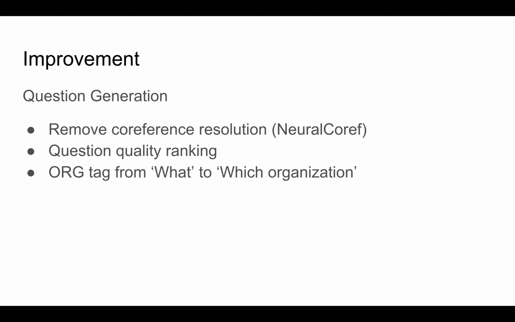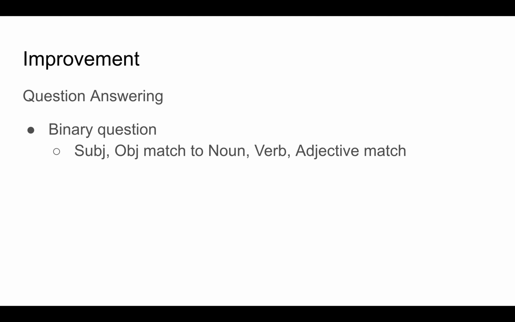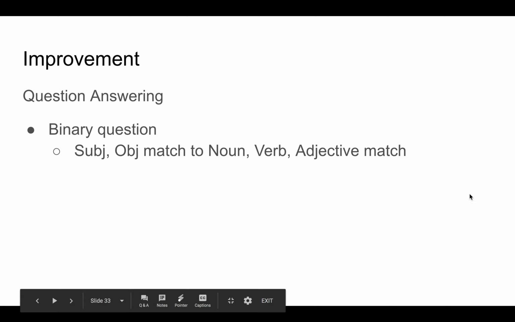So based on our question generation and answering evaluation, we did some improvement to our system. For the generation part, we removed the co-reference resolution using neural coref because we saw the performance decreased after adding this feature. We also find that the question quality ranking and assigning the ORG tag from what to which organization actually improves the performance. So we keep these two features. And for the answering part, we identified that using POS tagging, such as noun-verb-adjective match, performs better than using the dependency parsing, which gives us subject and object match. So we decided to move forward with the latter approach.